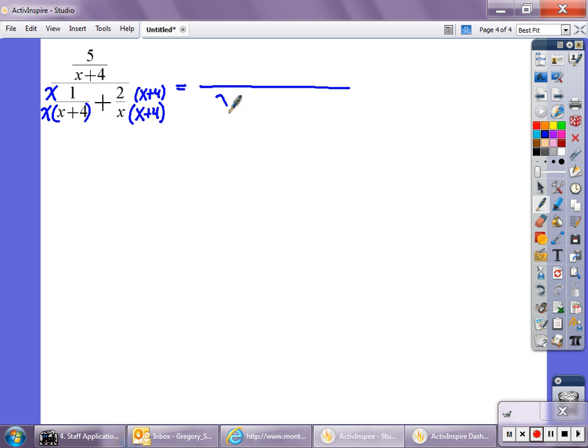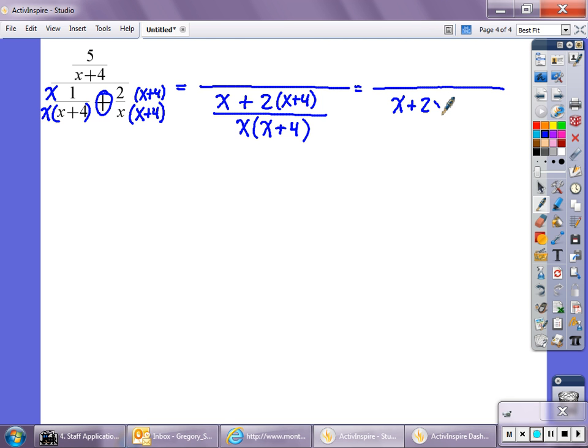Now I'm going to rewrite. x times 1 is x plus, because it's a plus, 2 times (x plus 4), and that's going to be over x times (x plus 4). Still simplifying here, you want to distribute your 2. And so that's going to be x, 2 times x is plus 2x, 2 times 4 plus 8. Then still we have an x and an x plus 1.